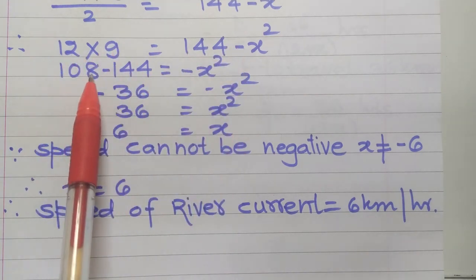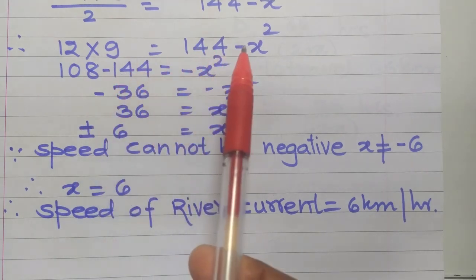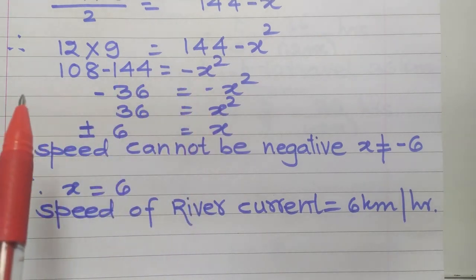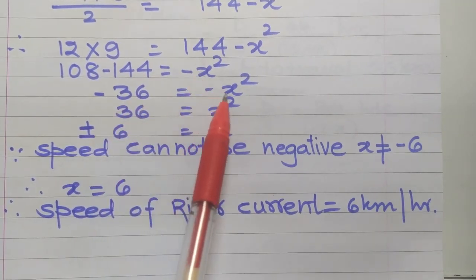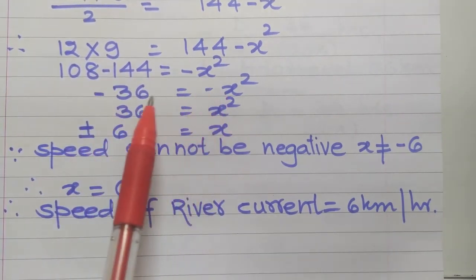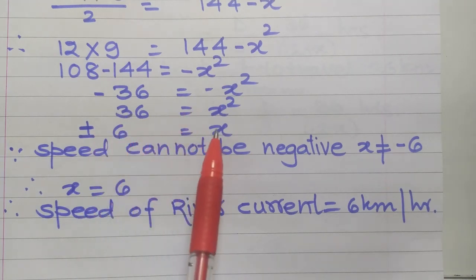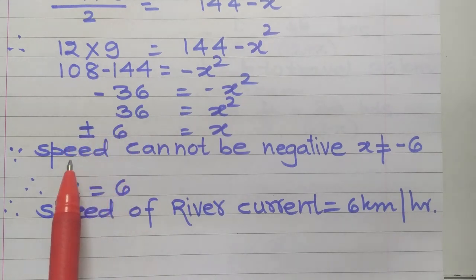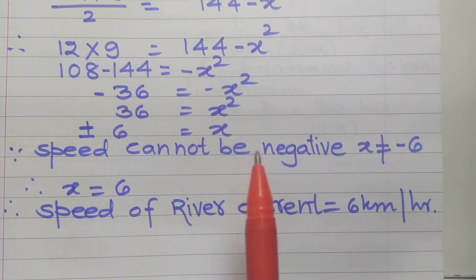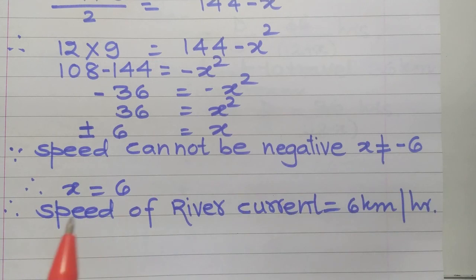12 nines are 108. Shift 144 to this side, it will be minus 144 is equal to minus x square. Subtracting these two terms, you have minus 36 is equal to minus x square. Cancelling the negative sign from both sides, x square will be equal to 36. So taking square root on both sides, x will be equal to either plus or minus 6. But speed cannot be negative. Therefore, x equal to minus 6 is not acceptable. Therefore, x is equal to 6.